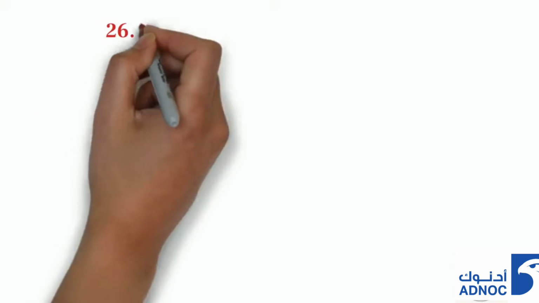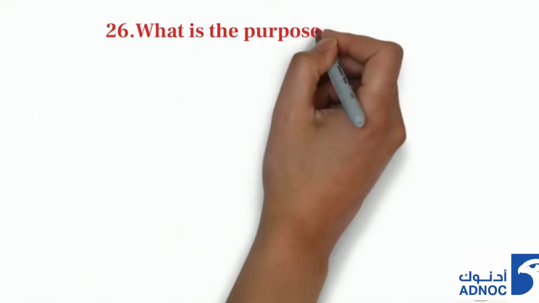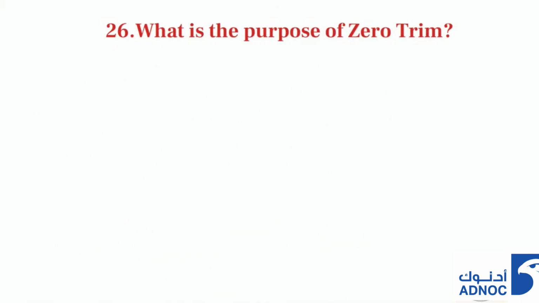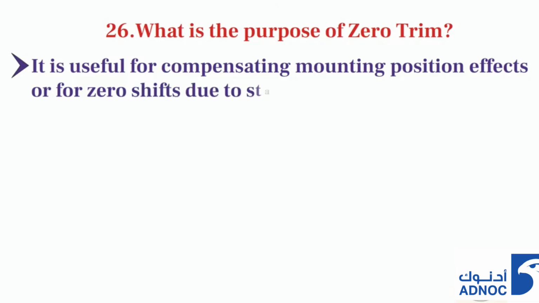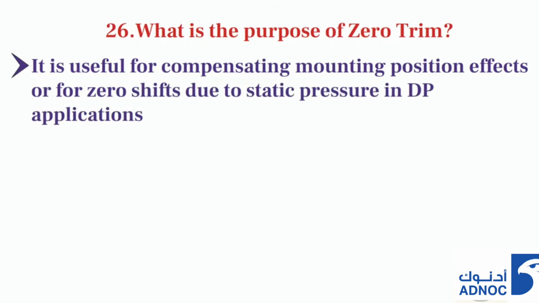Next question is, what is the purpose of zero trim in a pressure transmitter and in a differential pressure transmitter? Zero trim is useful for compensating mounting position effects, or for zero shifts due to static pressure in differential pressure applications.